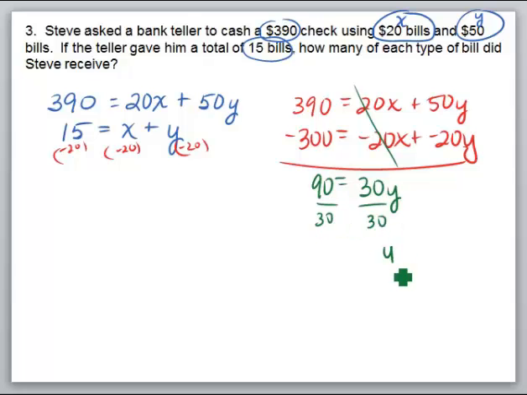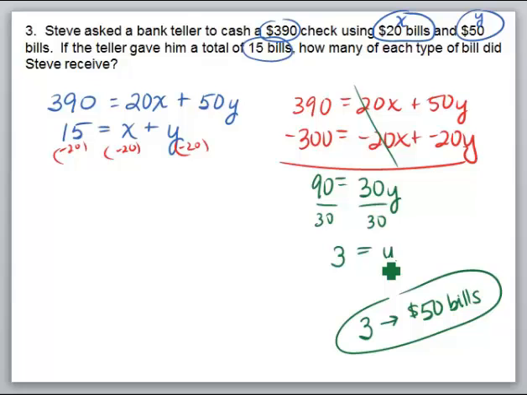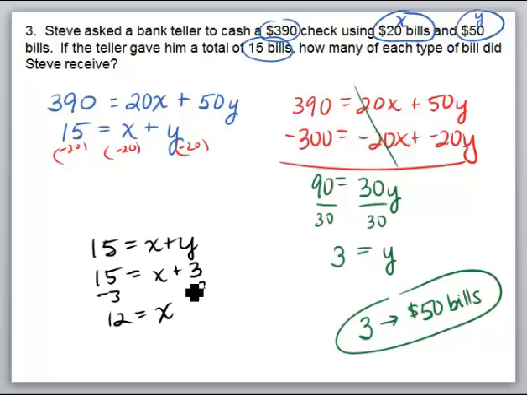Divide by 30 on both sides. That means I've gotten three $50 bills back. Looks like this one will be much easier to work with, so I'm going to pick the second one to do my substitution. And I'll plug 3 in for my y, subtract 3 from both sides, I get 12 for my x value. Remember, x was the $20 bills, so I'm getting 12 $20 bills.